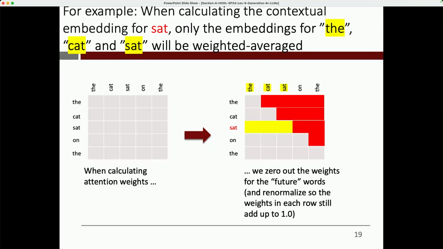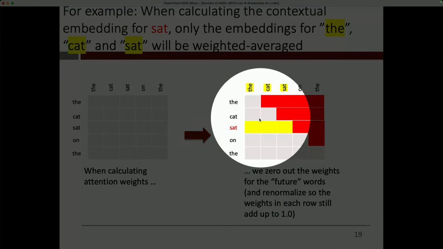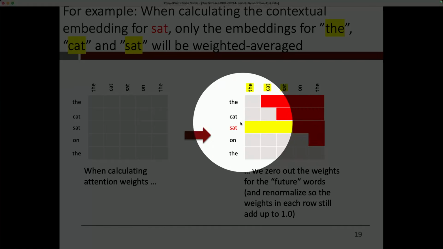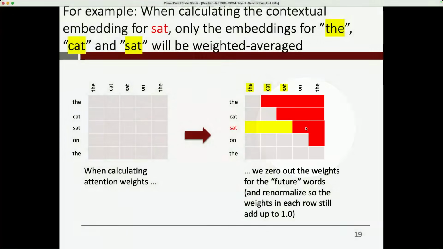So to predict on, you'll only look at the words for the, cat, sat. Okay? The rest of it will not be considered at all.